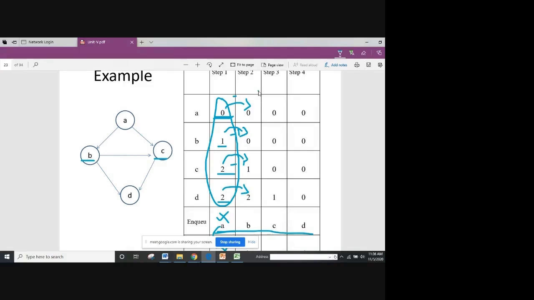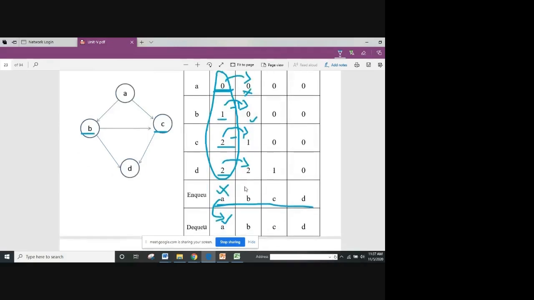In step 2, look, whose in-degree is 0 now? A as well as B, but A is already visited, so I will not take A. Which one will I DQ next? B. B is the only one holding 0, so I will push B inside the Q. After pushing B inside the Q, I will immediately DQ B also.